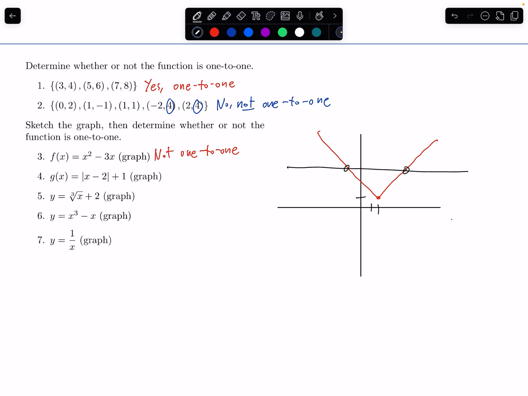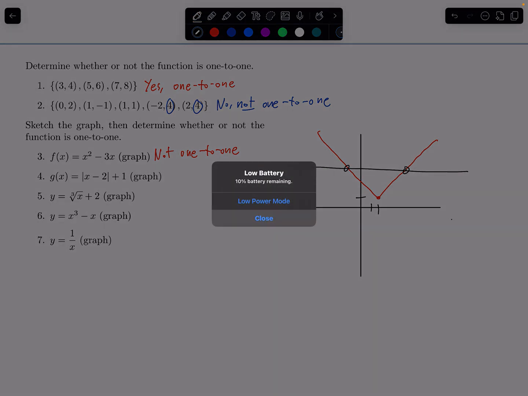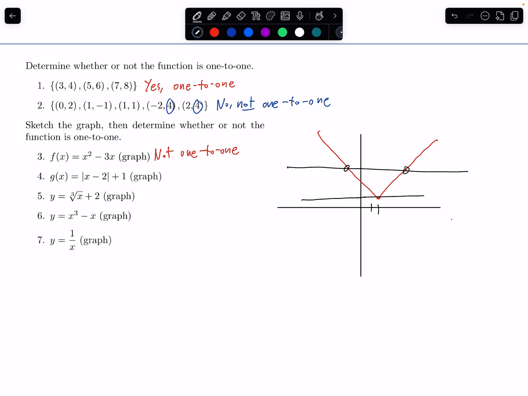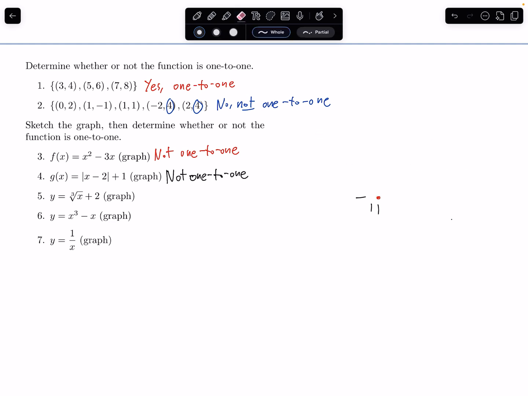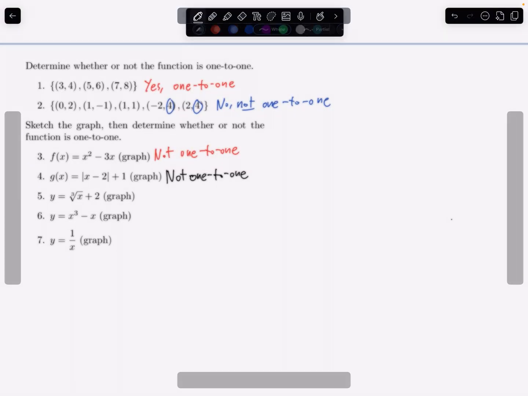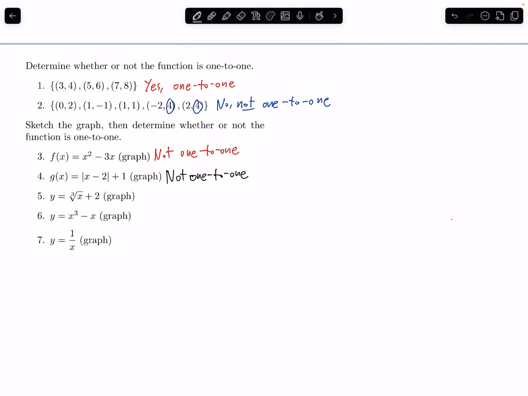Now, if I draw a horizontal line somewhere over here, it crosses twice. Now, by the way, I could draw a horizontal line over here and it would only cross once, but that's not the point. That's not important. If there's anywhere I can draw a horizontal line that crosses more than once, then it fails the horizontal line test. And it does, in this case, fail. So it's not 1 to 1. Just as we suspected. Yeah, V shapes fail.